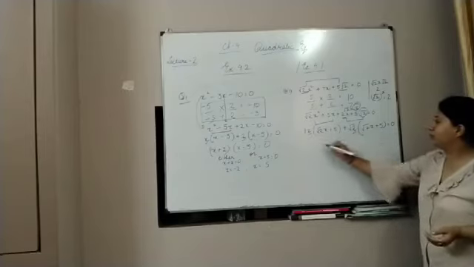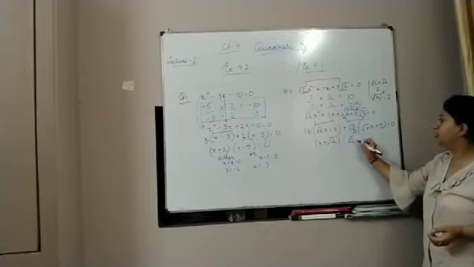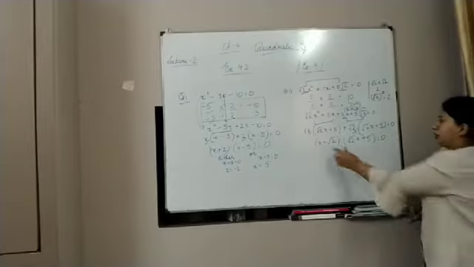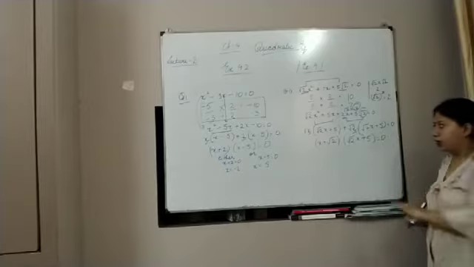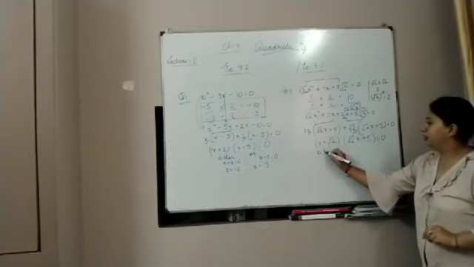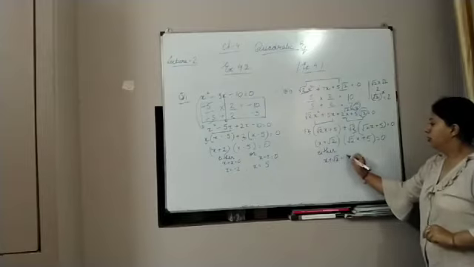Combine this and this, and I will get this. Now again, the product of two brackets is equal to 0. So either this term is equal to 0 or this term is equal to 0. Either, or.